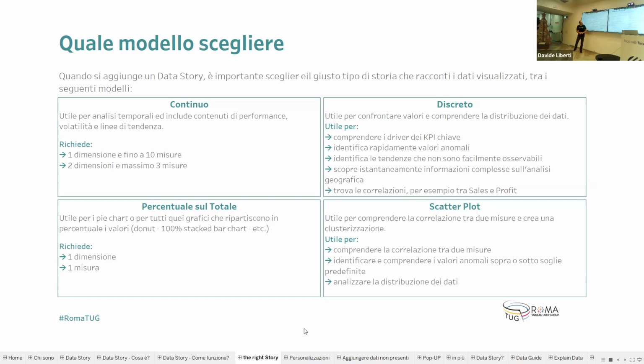Identifica le tendenze che non sono facilmente osservabili. Ora non abbiamo visto tutto, però ci fa capire un po' qual è l'andamento delle nostre vendite. Ovviamente scopre istantaneamente informazioni complesse sulle analisi, ciò che a vista d'occhio magari non riusciremmo mai a scoprire. È utile anche per trovare eventualmente delle correlazioni, quando nelle misure ne scegliamo 2, il classico esempio del sales e del profit.